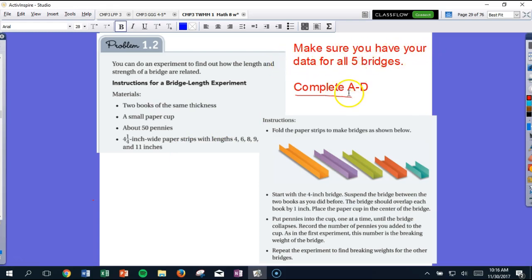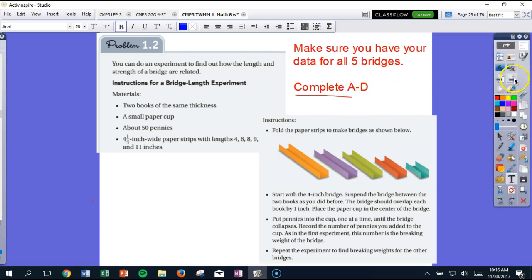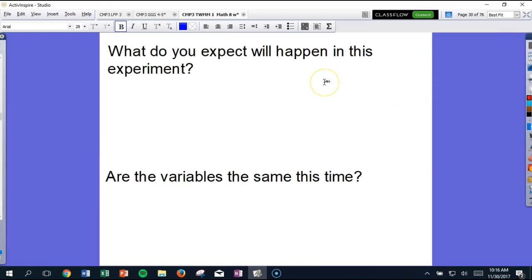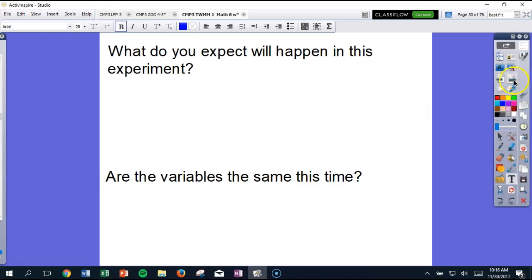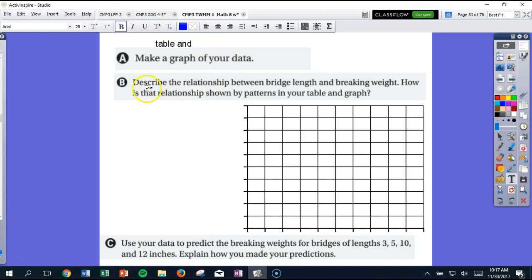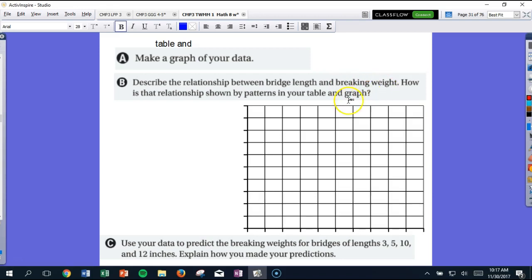And then for problem 1.2, I want you to complete parts A through D. The real question is, what do you expect will happen in this experiment? As the bridge gets longer, what's going to happen with the number of pennies? And then are the variables the same this time as they were last time? So think about that a little bit, see if you can answer those questions. What variables did we have in 1.1, and what variables do we have here in 1.2, and are they the same? Part A, make a graph, then describe the relationship between bridge length and breaking weight.